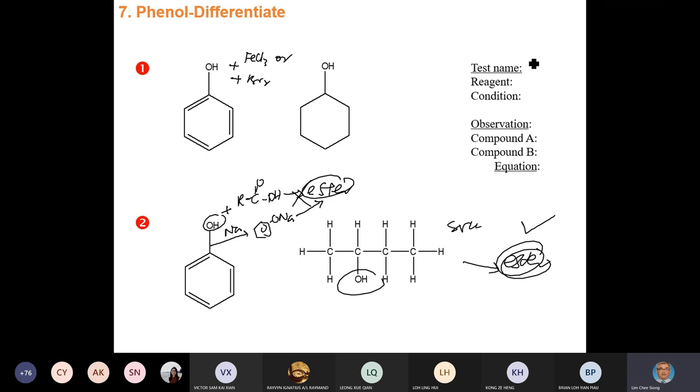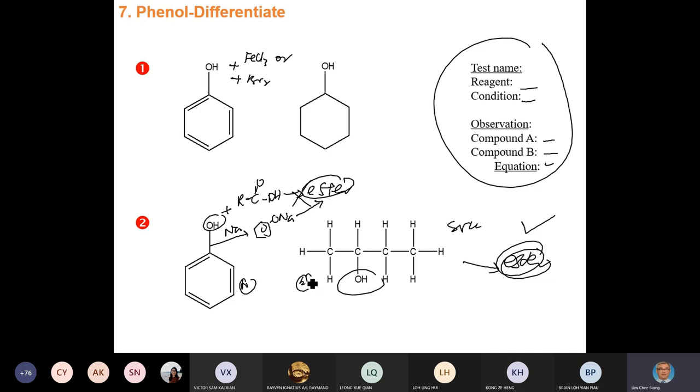Clear, okay. So this is the idea that you have to do: write it down in all detail so we can mark one by one. Do not leave it for A but not mention the B compound. Either one will get you one mark. So remember, don't forget to put A and B using different types of indicator.